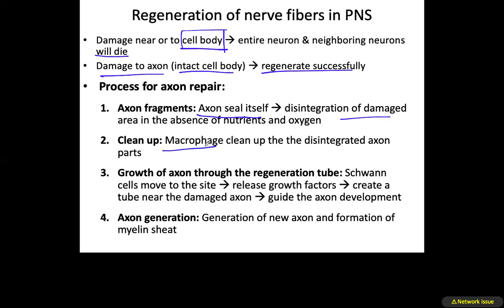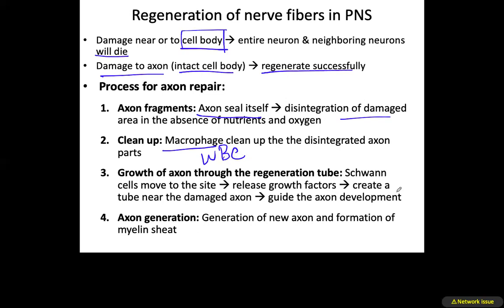Now, there are cells that are going to come and clean this up. These are a category of white blood cells called macrophages, and they're going to literally engulf the disintegrated parts of the axon and destroy them by fragmenting them.